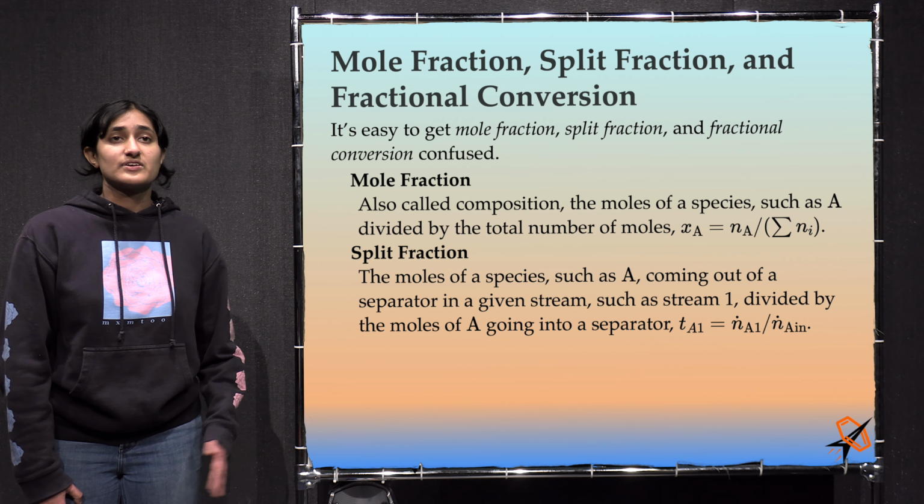The takeaways from this video are: 1. For reactors with multiple reactions occurring, there is often one desired reaction product and one or more undesired reaction products. 2. The yield is the fraction of the desired product that could be produced that is actually produced. The goal is usually, but not always, high yield. 3. The selectivity is the ratio of the desired product to the undesired products. The goal is usually high selectivity. 4. Don't confuse mole fraction, split fraction, and fractional conversion.